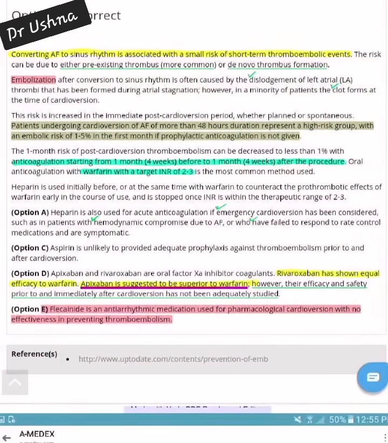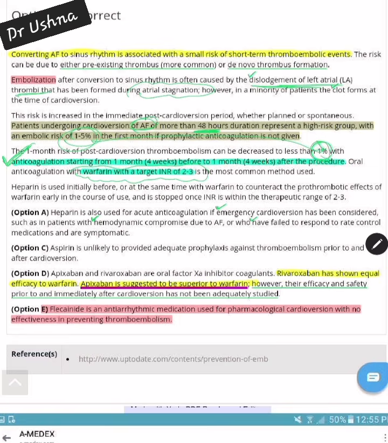Converting atrial fibrillation to sinus rhythm is associated with a small risk of short-term thromboembolic events, which are either from pre-existing thrombus, which is more common, or de novo thrombus formation, which can cause embolization, dislodgement of left atrial thrombi into the circulation due to stagnant atrial flow. Patients undergoing cardioversion of atrial fibrillation of more than 48 hours duration are in a high risk group, with an embolic risk of 1 to 5%, which can be reduced to less than 1% if we give anticoagulation. Anticoagulation is a 1 month window period, 1 month before and 1 month after, with a warfarin target INR of 2 to 3.